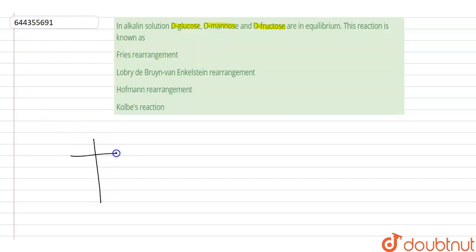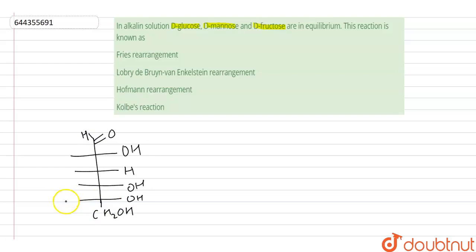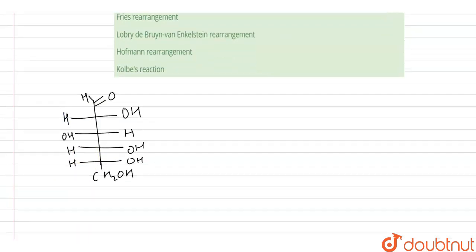If we see the structure of D-glucose, it is having a structure like this. Here it's CHO. Here it's CH2OH. And here it is H, H, OH and H. This is our D-glucose.